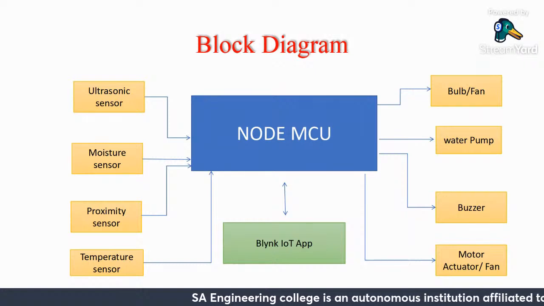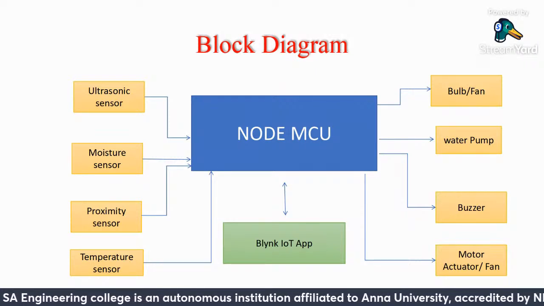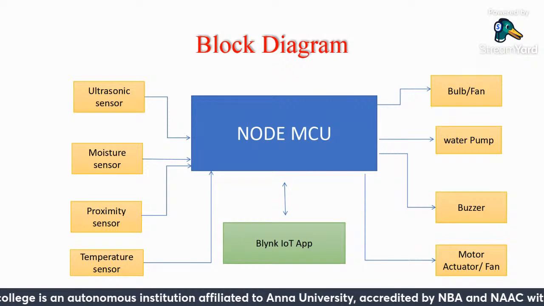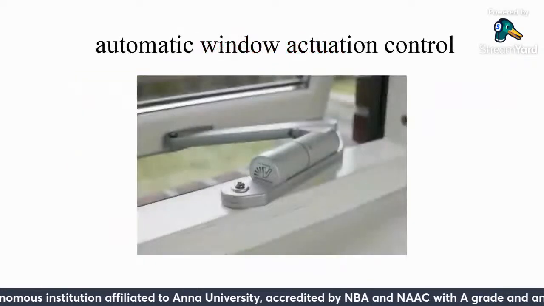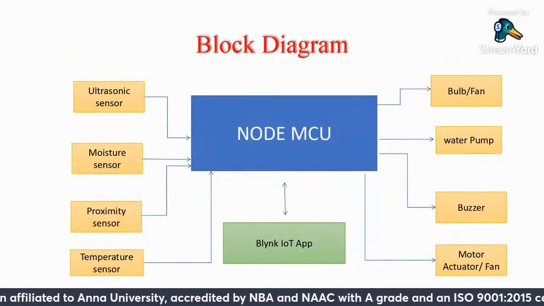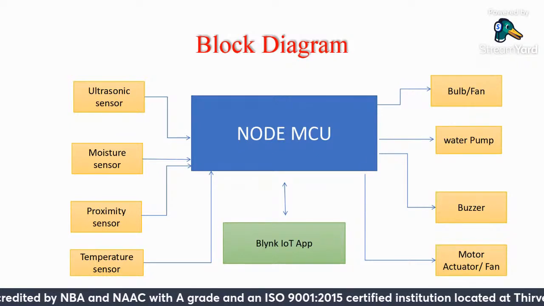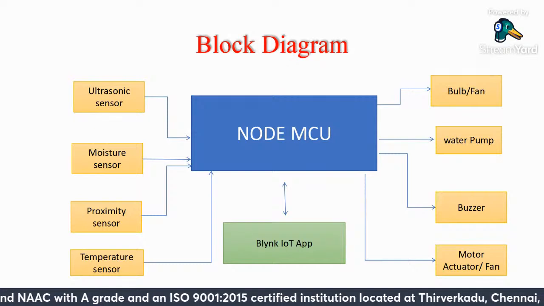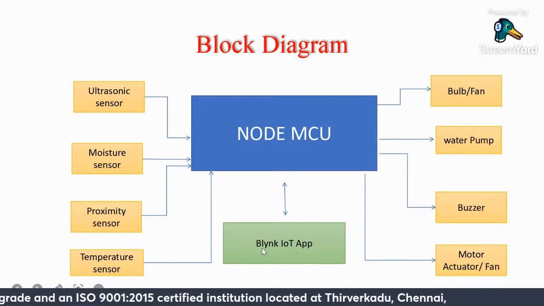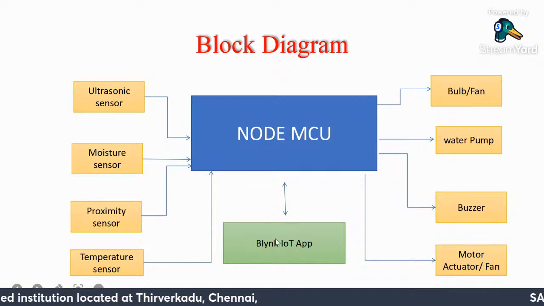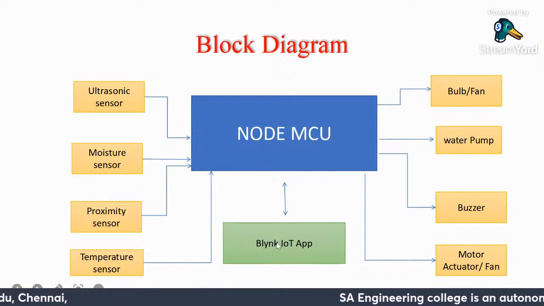And the motor actuator or fan, that is for AC load controls, and that is for the automatic window actuation control system. We are operating the window actuator and a fan parallelly, and the whole system is controlled and monitored by the Blynk app. It's two-way, actually. We can control this NodeMCU, and the NodeMCU sends the data to us through this Blynk platform. So I have shown it like that.